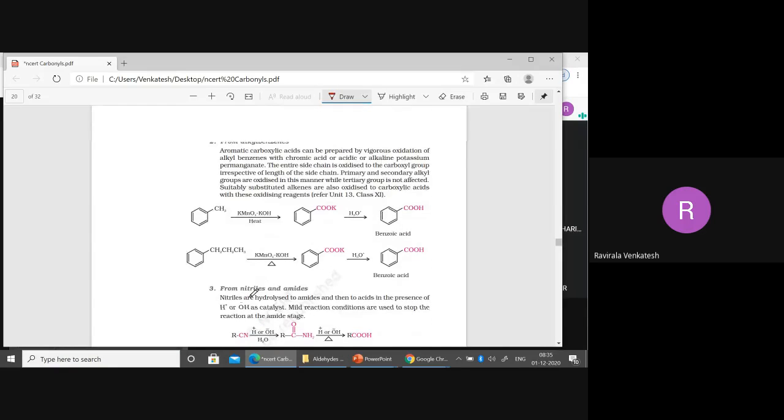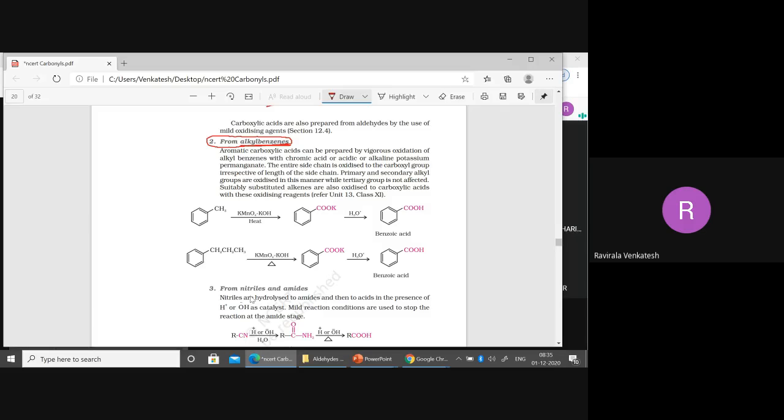Now we move to the second one, alkyl benzene. This same thing we saw in the preparation of benzaldehyde. Do you remember that? From alkyl benzenes, we prepared benzaldehydes. Which reactions did we take? Etard reaction and Gattermann-Koch reaction. The Etard reaction is a very good example: conversion of alkyl benzene into benzaldehyde.